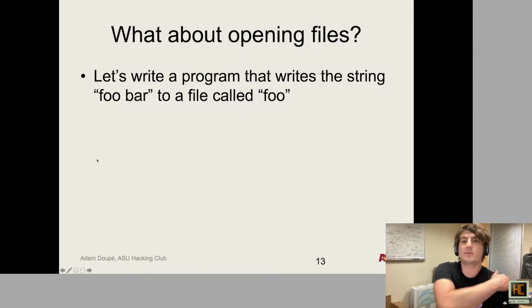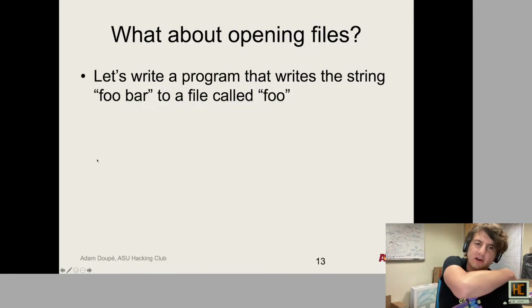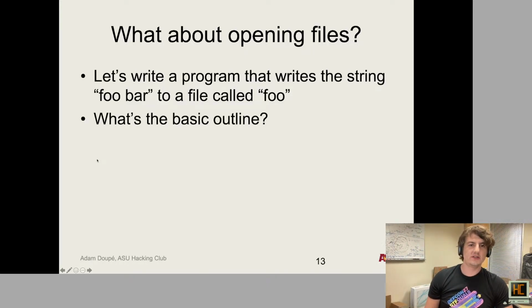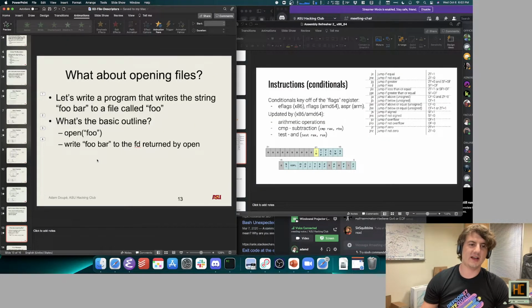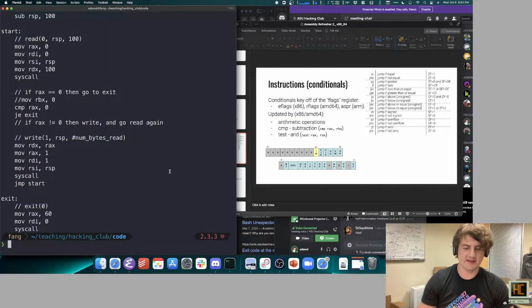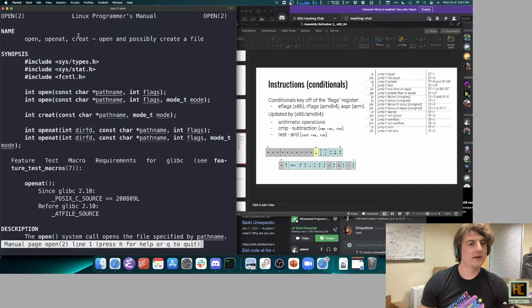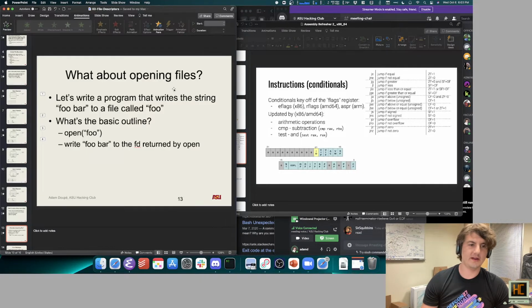So let's write a program that writes the string foo bar to a file called foo. So what's the basic outline here? So we have the man page for open. We want to call open with a path name parameter and flags. And we're going to do that. So we're going to open.